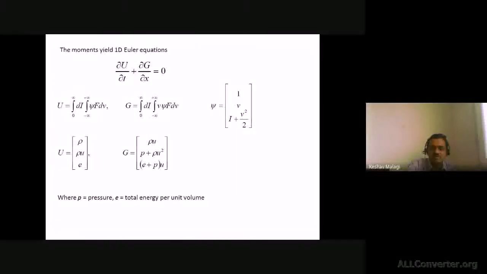So you take the moment of that equation, where the moments are defined like this. v is the velocity of the molecules. Moments are just these integrals. You take this f and take moments with this. If you take it with 1, you will get rho. If you integrate it with v, you will get rho u. You take it with I plus v squared by 2, you will get energy. Similarly, you will get fluxes like this. This is just an integral. It is called taking moments.